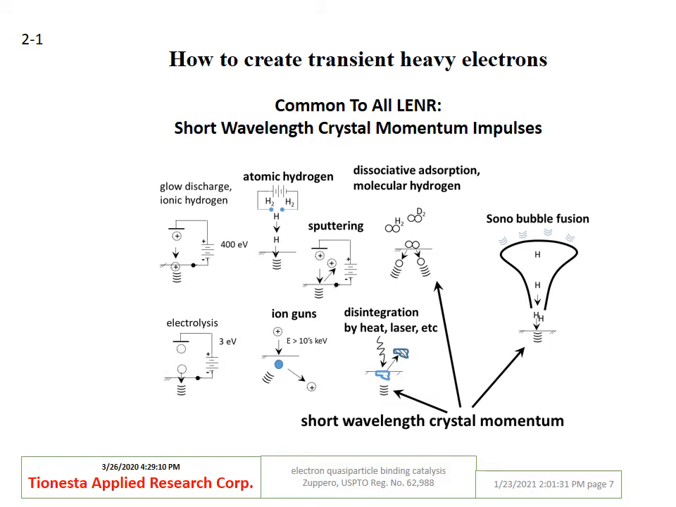Iwamura used absorption on the surface of palladium to inject short wavelength crystal momentum. Many people use glow discharge to insert 100 eV protons or deuterons into the crystallites. Rusetskii and Adamenko over in Russia and Ukraine use disintegration of solids to create the impulses. So what does short wavelength mean?